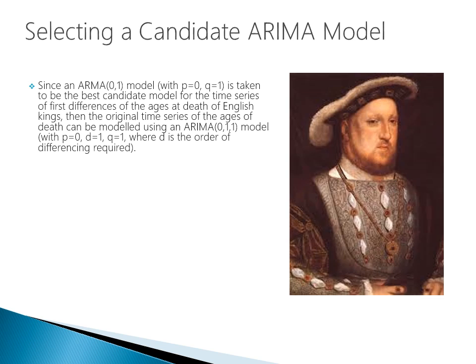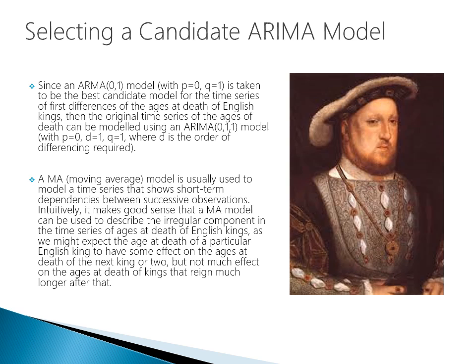Since an ARIMA(0,1) model with p equals 0 and q equals 1 is taken to be the best candidate model for the time series of first differences of the ages at death of English kings, then the original time series of the ages of death can be modeled using an ARIMA(0,1,1) model with p equaling 0, d equaling 1 for our differencing, and q equals 1, where d is the order of differencing required.